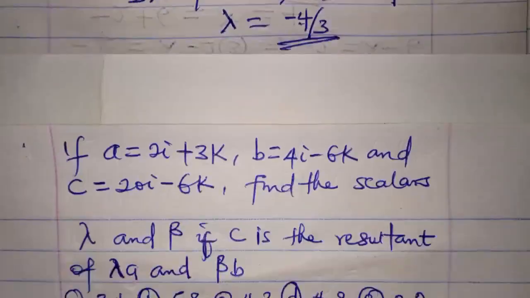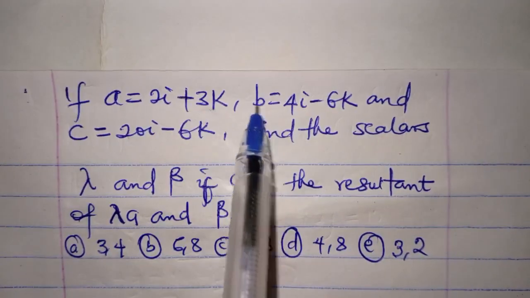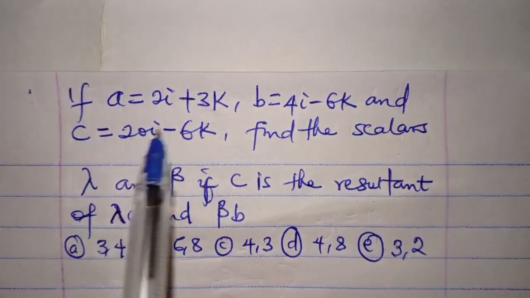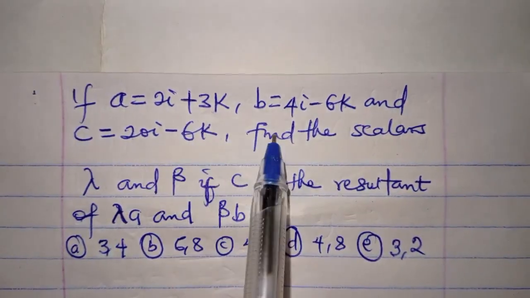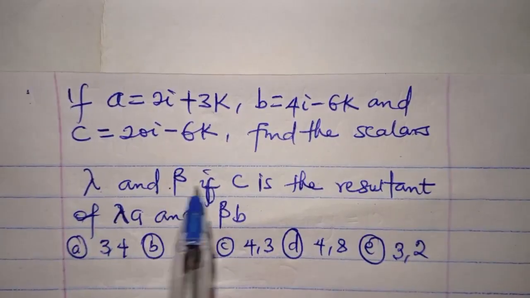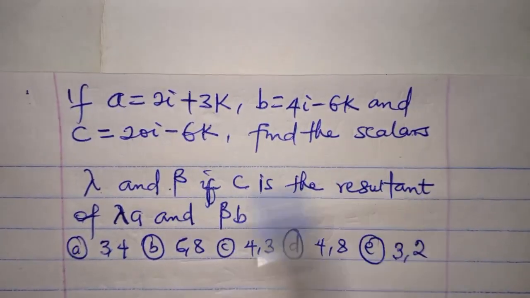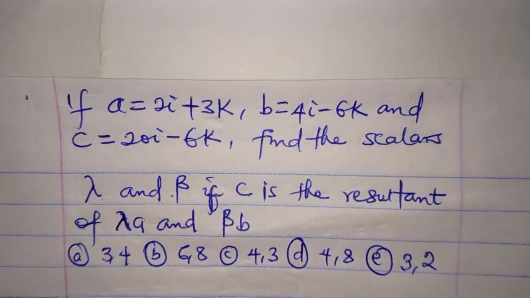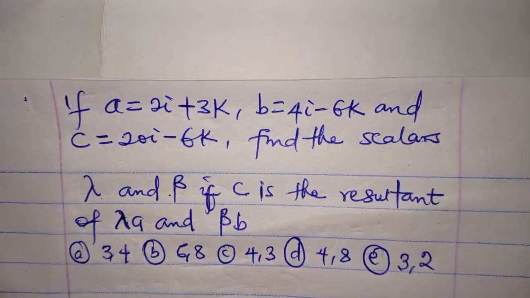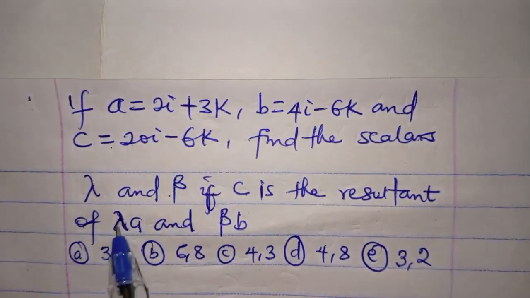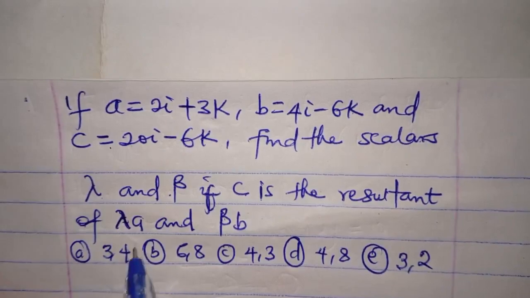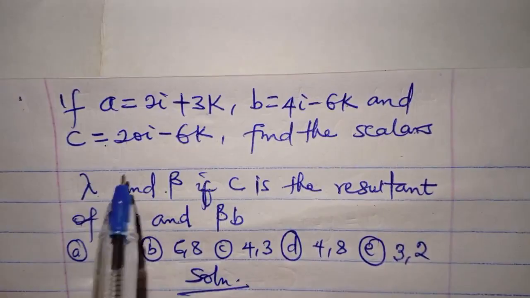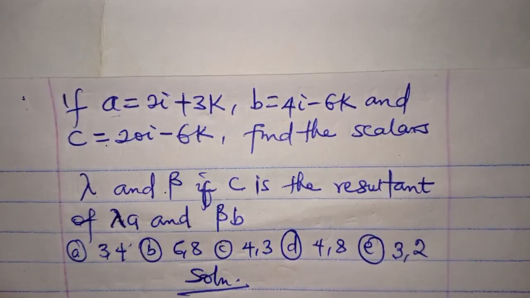If A is equal to 2i plus 3k, B equal to 4i minus 6k, and C is equal to 20i minus 6k, find the scalars lambda and beta if C is the resultant of lambda A and beta B. Now, the question says that vector C is the resultant of lambda A and beta B. What is lambda A and what is beta B? That's the next question. This is vector A already, A equal to 2i plus 3k.